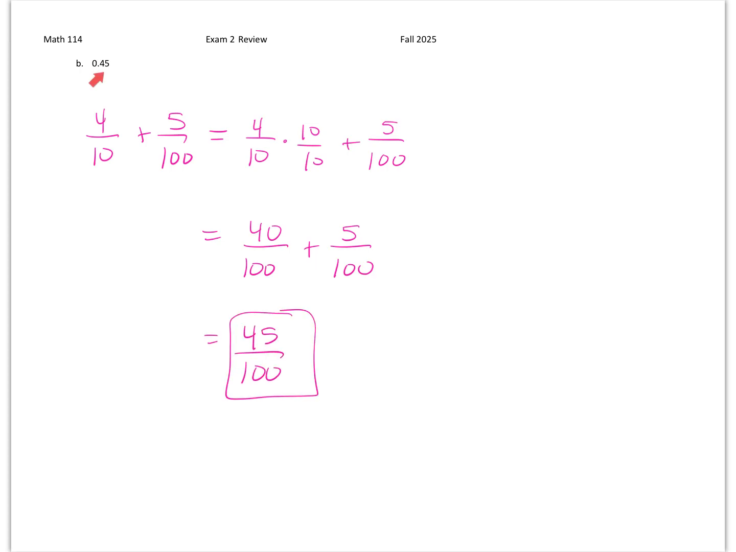Okay. You also can just read that directly from the number. Look at the place value of the last number in the decimal. So 5 is in the hundredths place. So this is 45 hundredths.